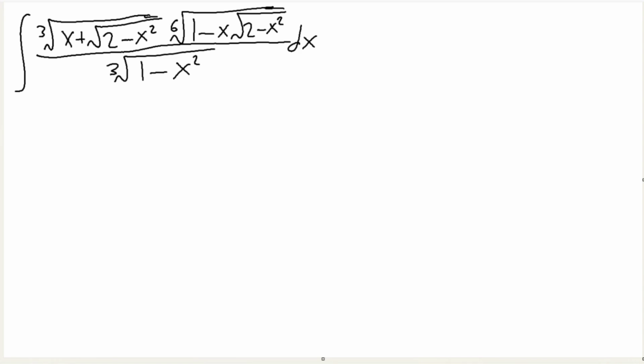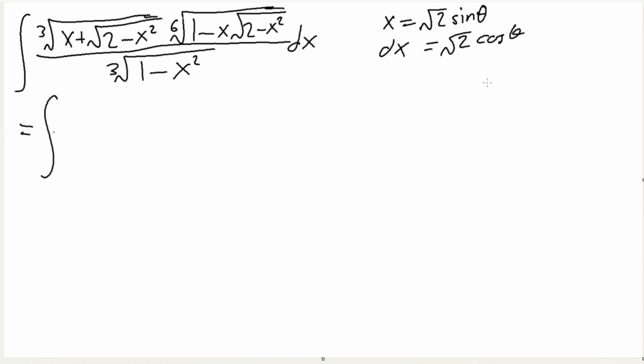So, let x equal root 2 sine theta. You'll thank me later. Watch this. This is very cool, actually. Super cool. So then dx is equal to root 2 cosine theta, right? Okay. So I'm just going to put this at the side for now.